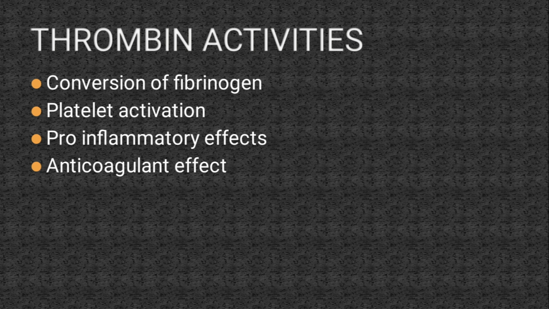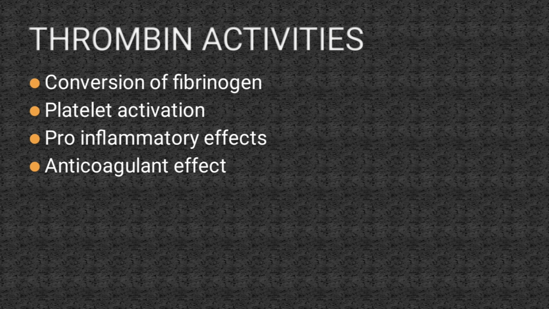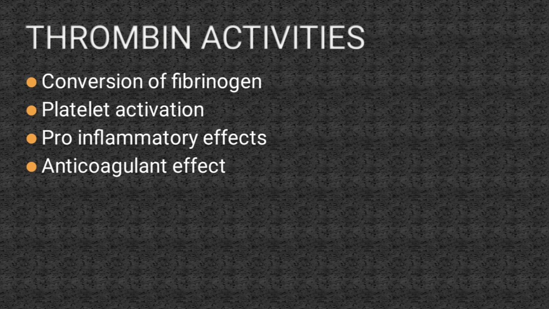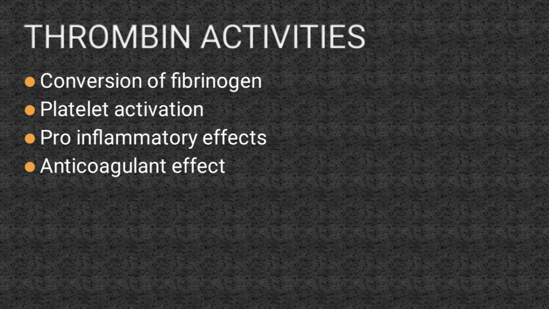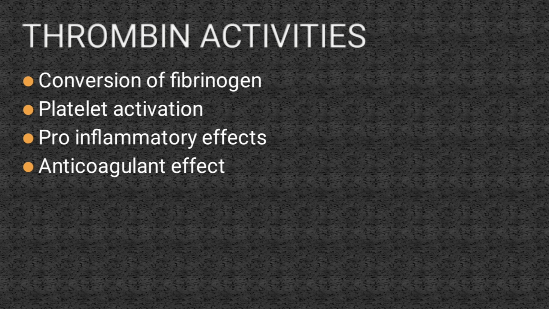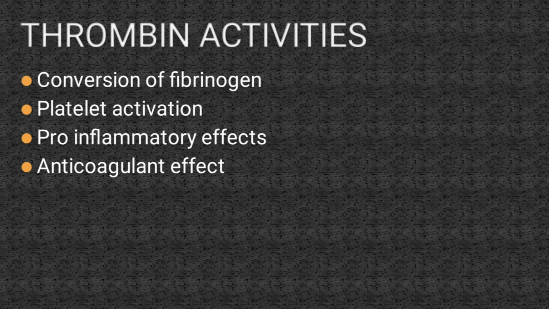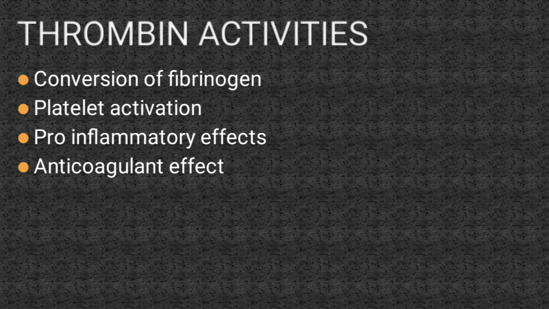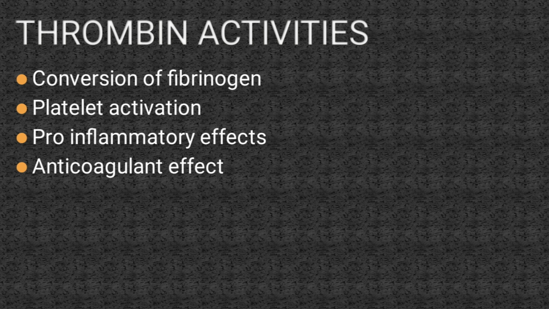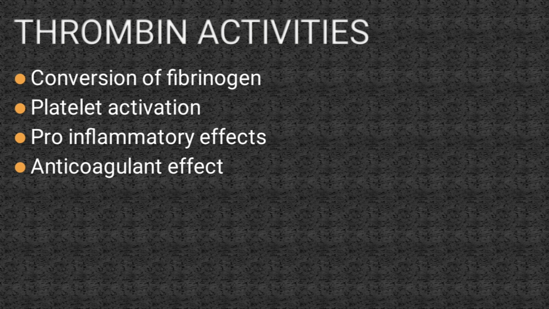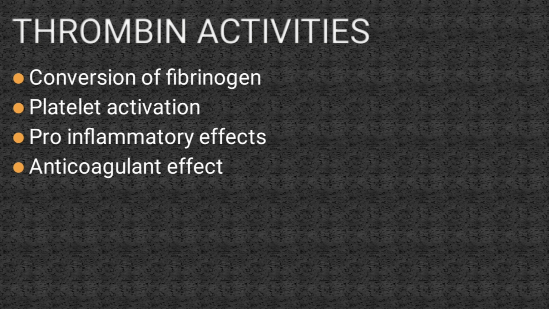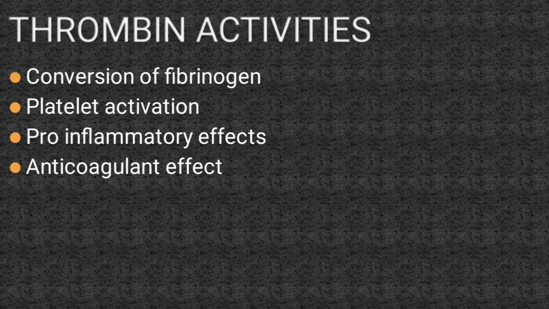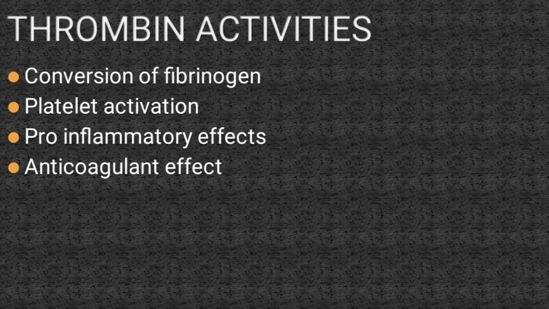Thrombin has many important activities. Some of them are given here. First, conversion of fibrinogen: the conversion of fibrinogen into cross-linked fibrin is an important function of thrombin. Next is platelet activation. Thrombin is a potent inducer of platelet activation and aggregation. Next is the pro-inflammatory effect. Thrombin has a pro-inflammatory effect on inflammatory cells, endothelium and other cell types which contribute to tissue repair and angiogenesis.